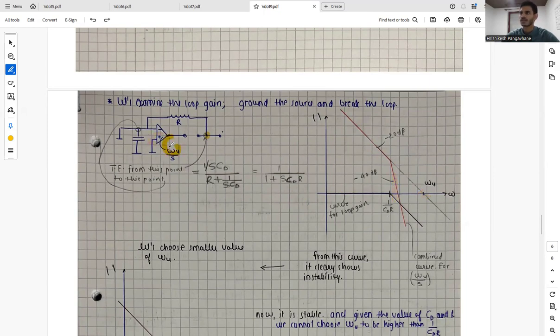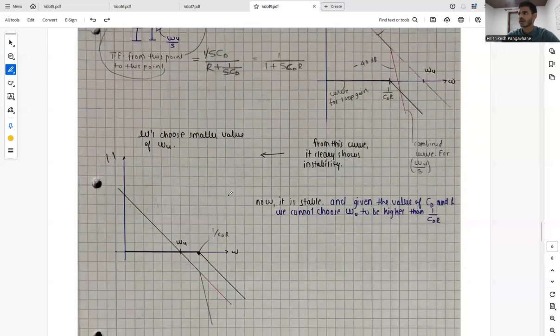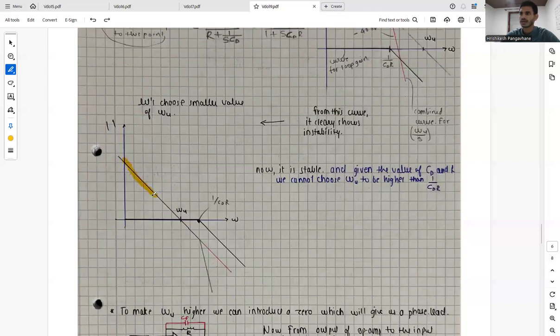So we need to take the value of omega u lesser than the first pole, or let's say lesser than 1 upon CDR. So let's choose a smaller value. Now if we choose a smaller value of omega u, which is before 1 upon CDR, then the curve will look something like this, and when the pole occurs, it will start with a minus 40 dB roll off. And now we can see that it is stable, and given the value of CD and R, we cannot choose omega u to be higher than 1 upon CDR.